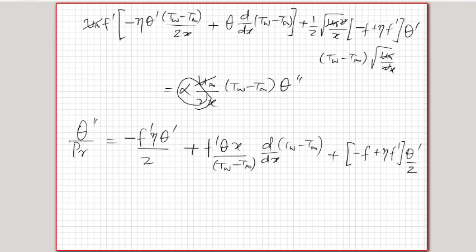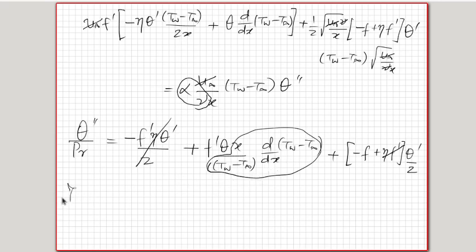So now, if I look at these terms, there is a minus f prime eta theta prime by 2 and there is a plus f prime eta theta prime by 2. So this term will get cancelled against this one. Okay, and there is a minus f theta prime by 2 that is remaining, and there is another term which is in terms of x and d by dx. So unless this term actually becomes a constant, this equation doesn't look like a similarity equation because x is not getting eliminated.